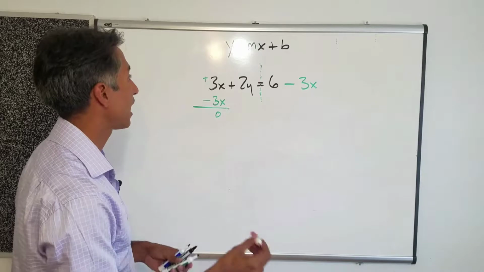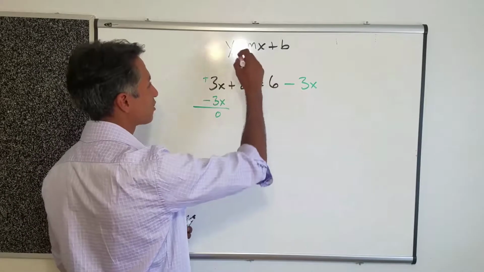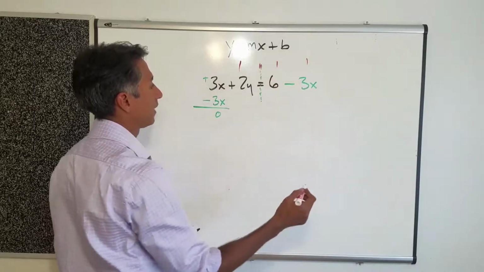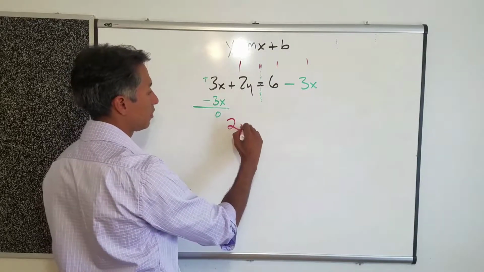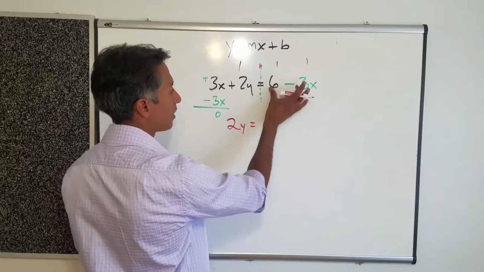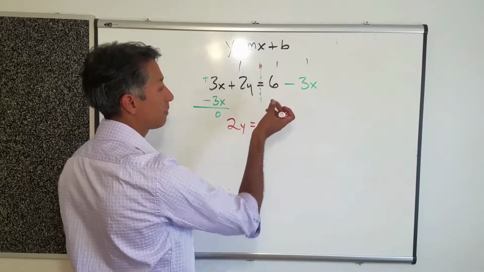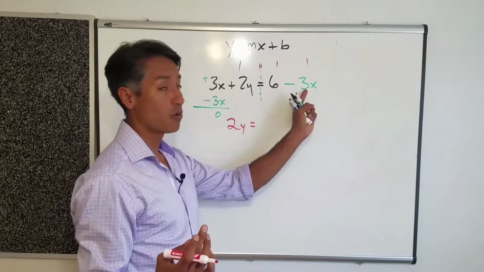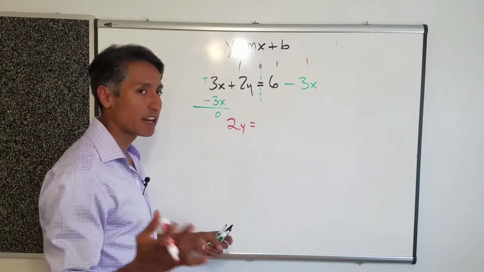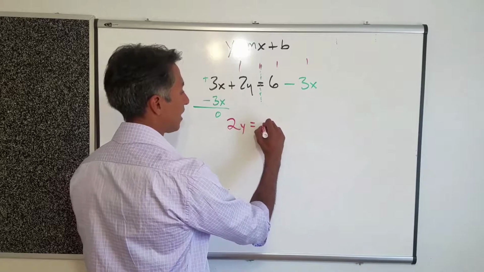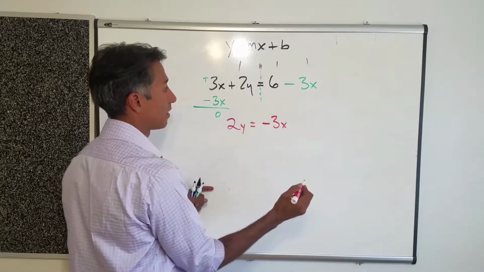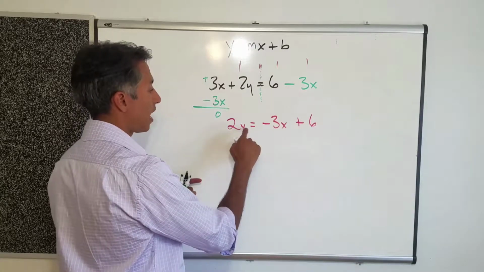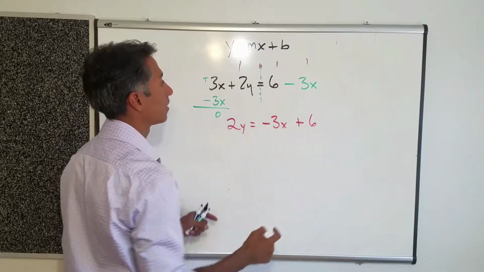So now I have my equation. I have everything in order, but I want it to actually look like y equals mx plus b, okay? So I'm going to rewrite it here. 2y equals, I'm going to rewrite these and swap them, okay? But when you do that, just be careful that you bring the negative sign with the 3x, okay? It's a very common mistake to forget that the negative sign goes with it. And then this is a plus 6. And now we have y equals mx plus b, okay?